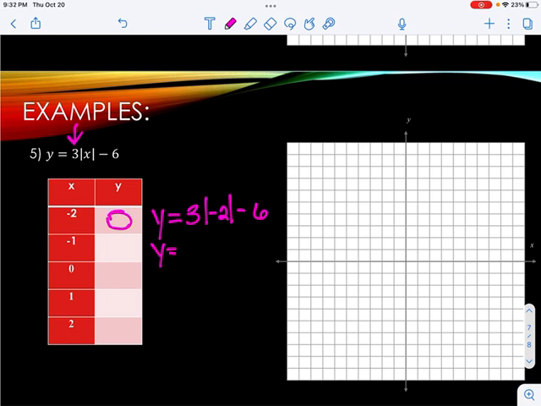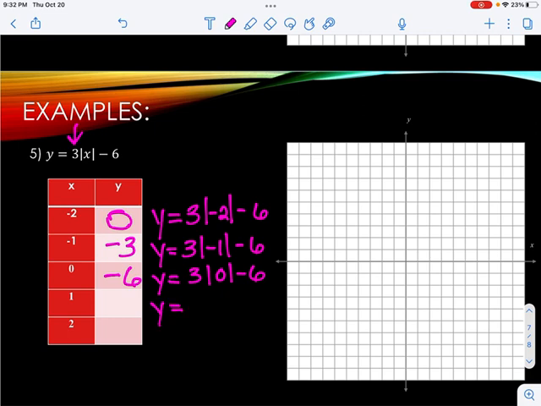Absolute value of negative 2 is 2. 2 times 3 is 6. 6 minus 6 is 0. Next one, we have 3 times the absolute value of negative 1 minus 6. Absolute value of negative 1 is 1. 1 times 3 is 3. Minus 6 gets me a negative 3. Then the next one. Absolute value of 0 is 0. Times 3 is 0. Minus 6 is negative 6.